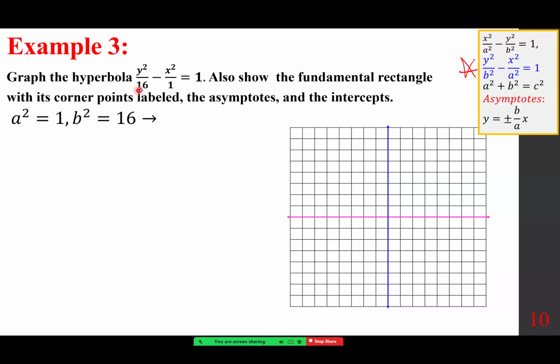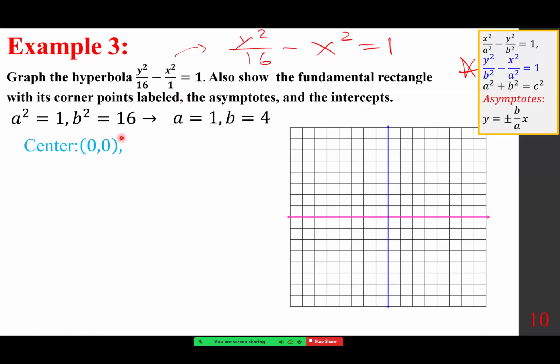Now, one thing I want to add: they don't have to write x squared over 1. You have to recognize it's x squared over 1. In other words, most of the time they would write this as y squared over 16 minus x squared equals 1. And you should recognize that when there is no denominator, the denominator is 1. So a is 1, b is 4, and we have the same center, 0, 0.